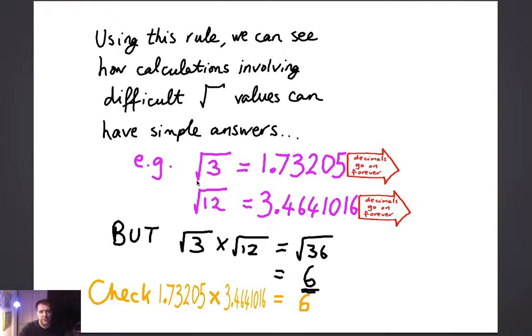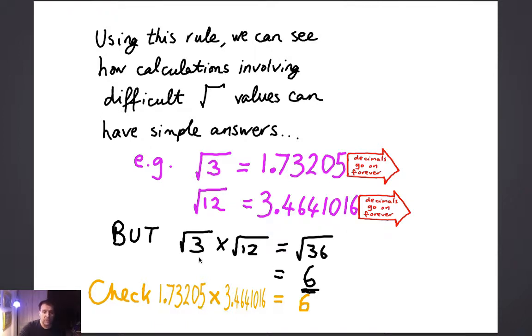So for example, if you take the square root of 3, it's 1.73205, lots more decimals going on forever without repetition. Square root of 12 is 3.464116, lots of different decimals going on forever without a pattern to it. So both are irrational numbers, they're called.